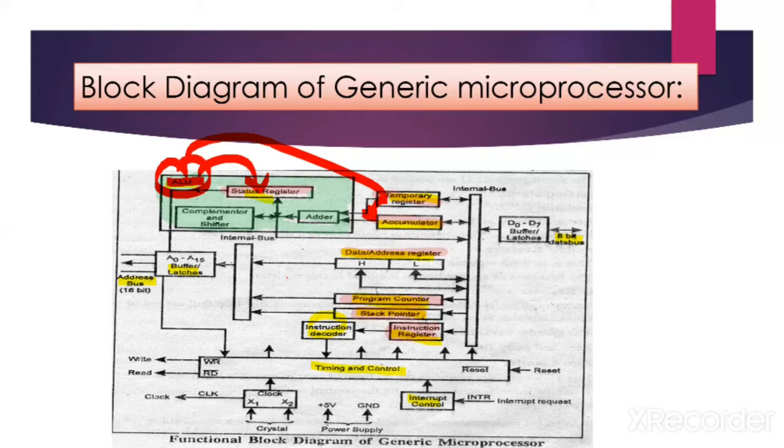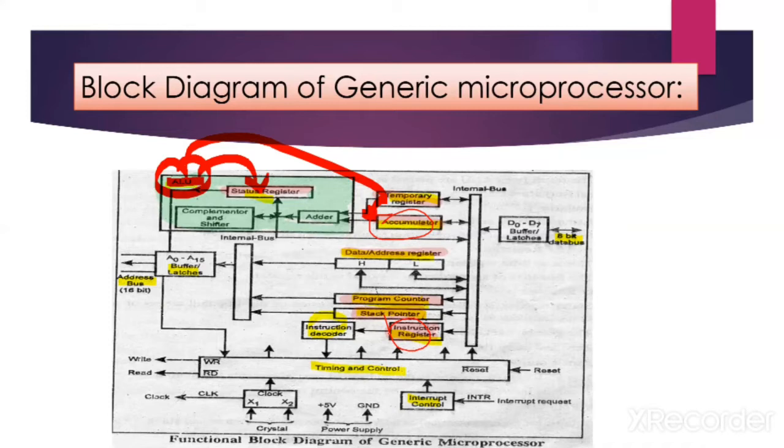There are several registers in microprocessor. First is accumulator. Accumulator is an 8-bit register used to store 8-bit data. In arithmetic and logic operations, the result is stored in the accumulator. Next is instruction register. This is also an 8-bit register. The first byte of an instruction is stored in this register.